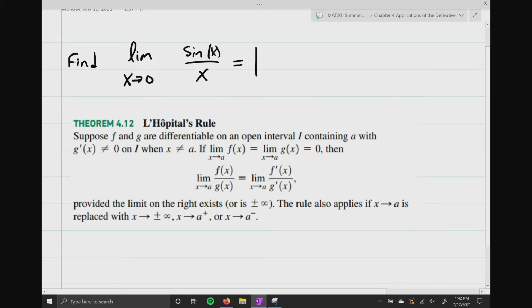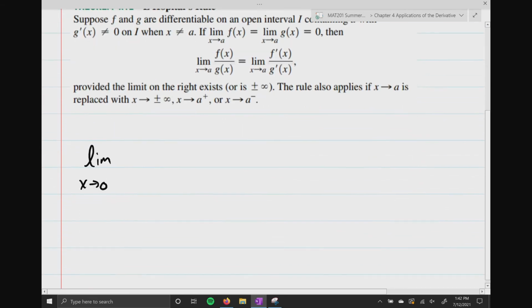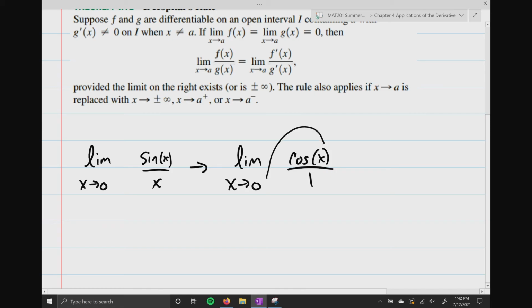Now, if we take this right here and we apply L'Hopital's rule to it, notice that I'm going to take the derivative of the numerator and the derivative of the denominator. So I get cosine of x in the numerator. And then in the denominator, I get a 1. So now when I go ahead and substitute in my limit, cosine of 0 is 1. And 1 divided by 1 is 1.